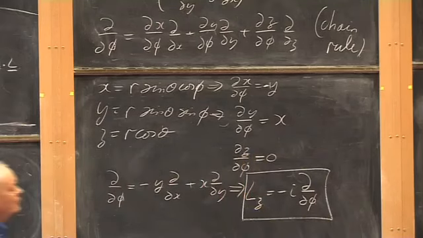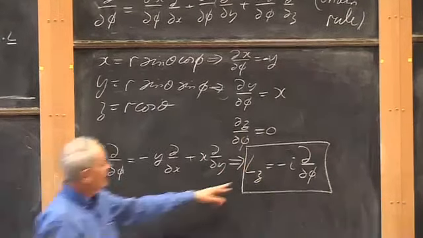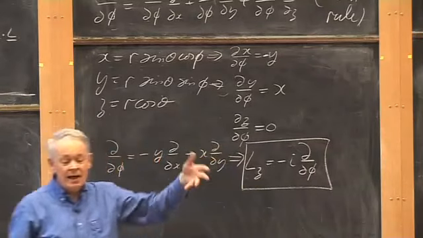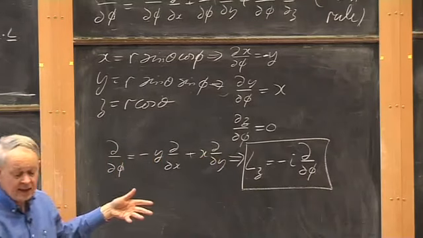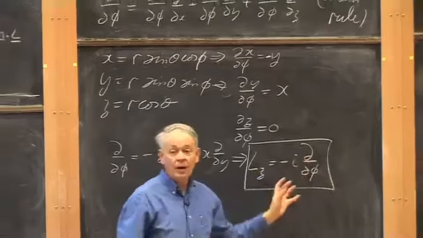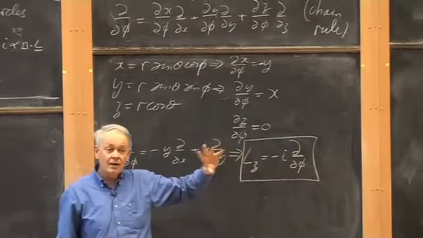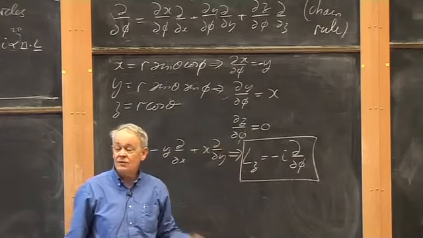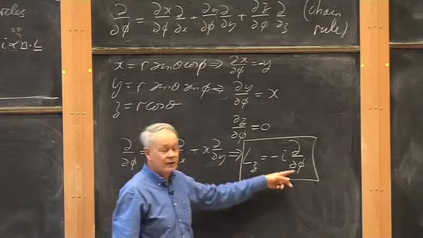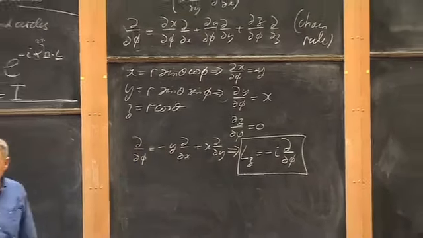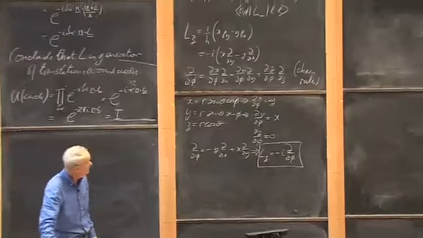Of course, this is no surprise, because Lz is the thing that rotates you around the z-axis, and everybody knows that the spherical polar coordinate phi is defined as the angle around the z-axis. So it's kind of obvious that this has got to be the case, but it's nice to see that the chain rule delivers the goods.